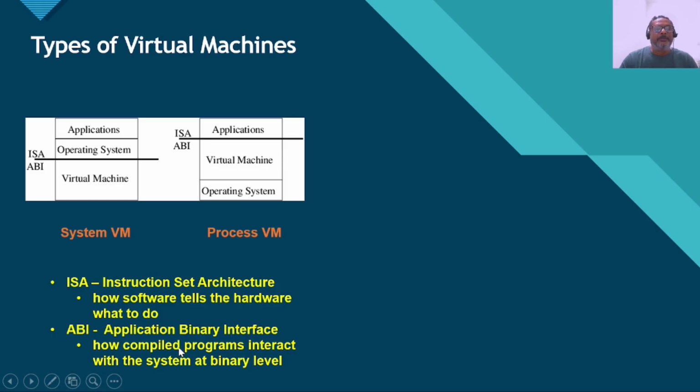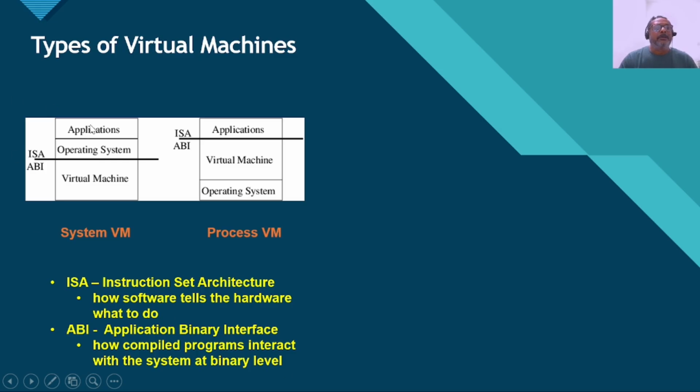Whereas in case of process virtual machine, only the application part is there in the instruction set. That means the user program is only available in the instruction set, whereas other things go into ABI. ABI is the application binary interface, which tells how the compiled programs interact with the system at binary level.